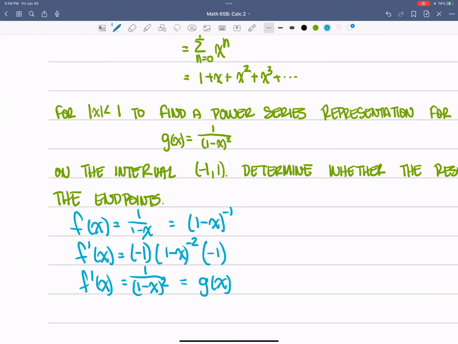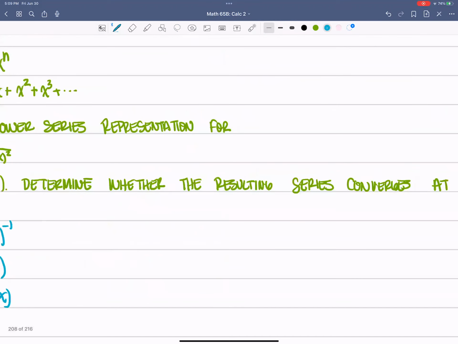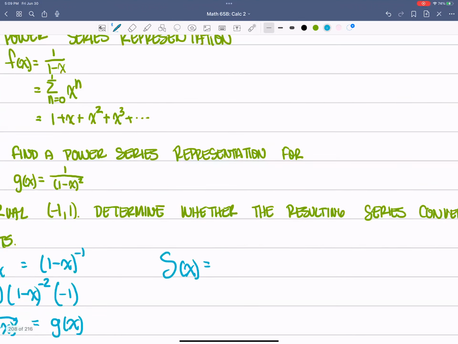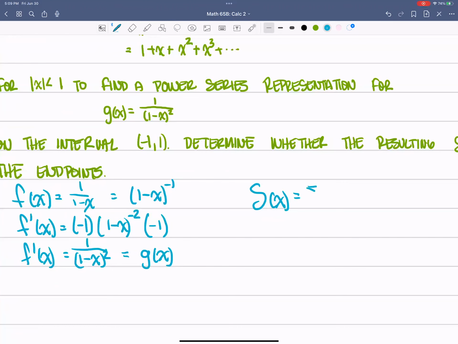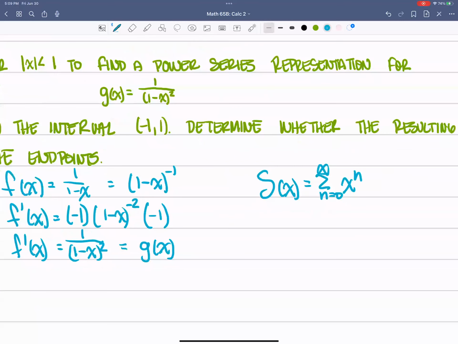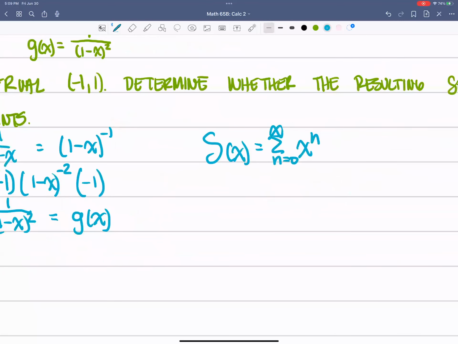So now that we have that, let's take a look at the power series, s of x. So looking at s of x, we have the sum as n goes from 0 to infinity. Our first term is 1, so we don't have to write that down. x to the power n. So now what I want to do is take the derivative of both sides. So derivative with respect to x. Same thing here. We're taking the derivative with respect to x.